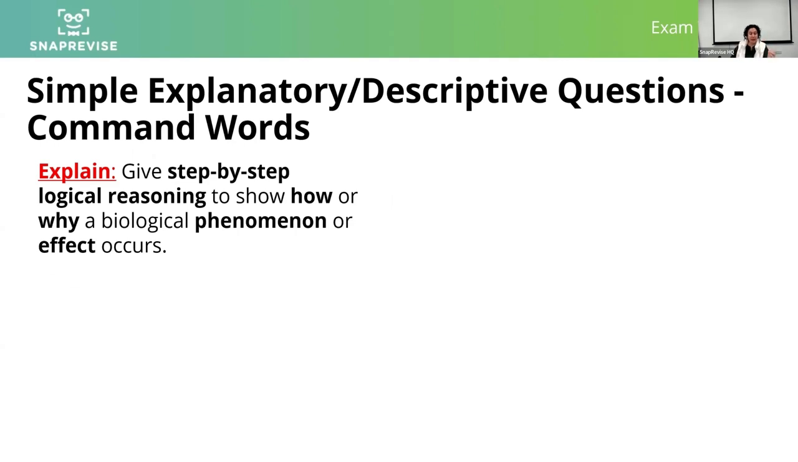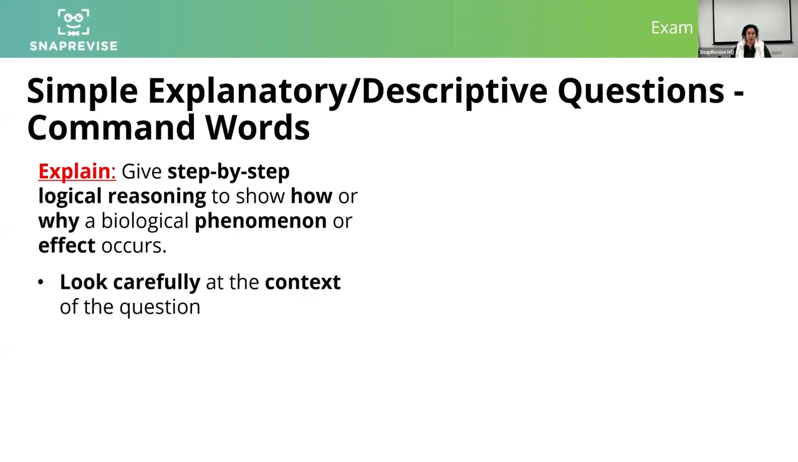If we are looking at explain answers, basically you need to give a step-by-step logical reasoning to explain what is the underlying mechanism behind a biological phenomenon. So that could be listing off the steps of a biological process, for example, transcription or translation, or it could also be describing an observation, like for example, a food test color change, and explaining why that color change occurs.